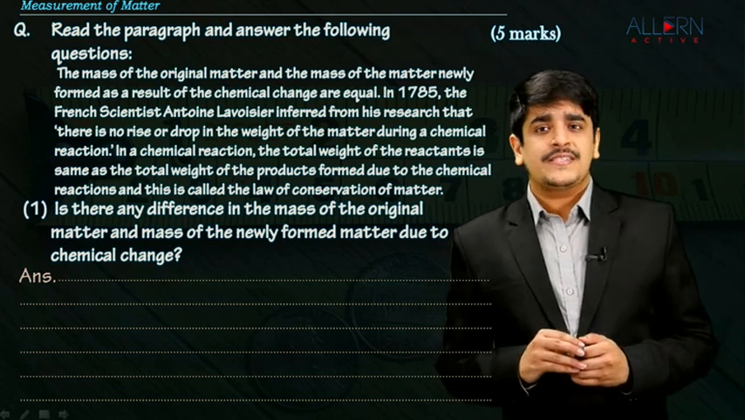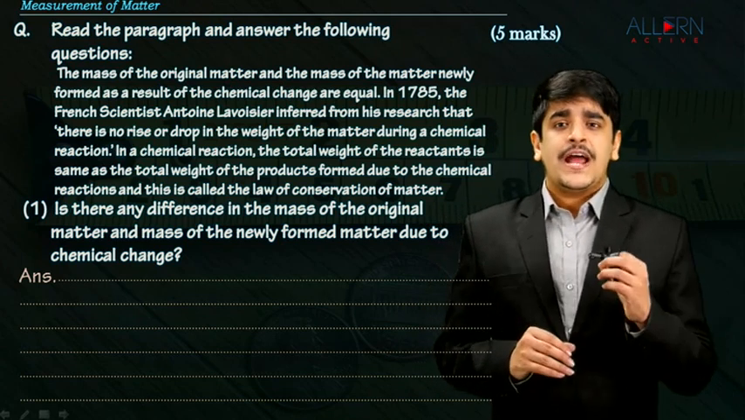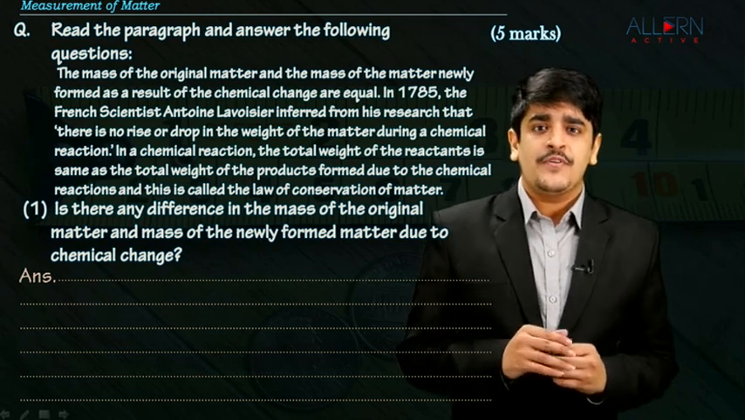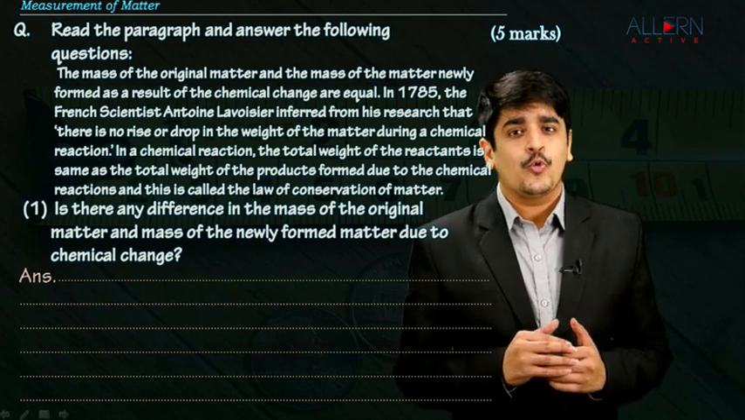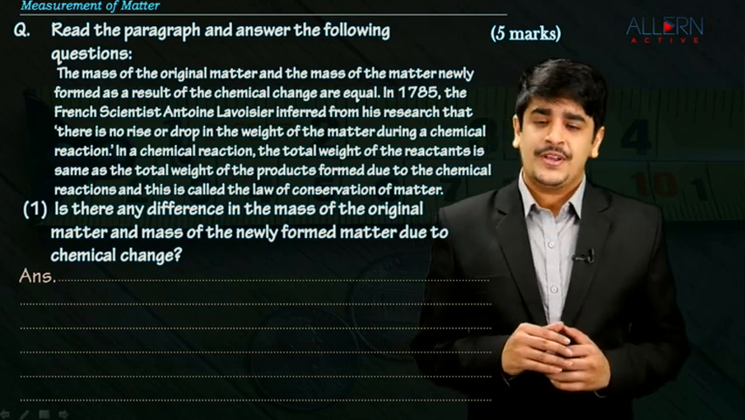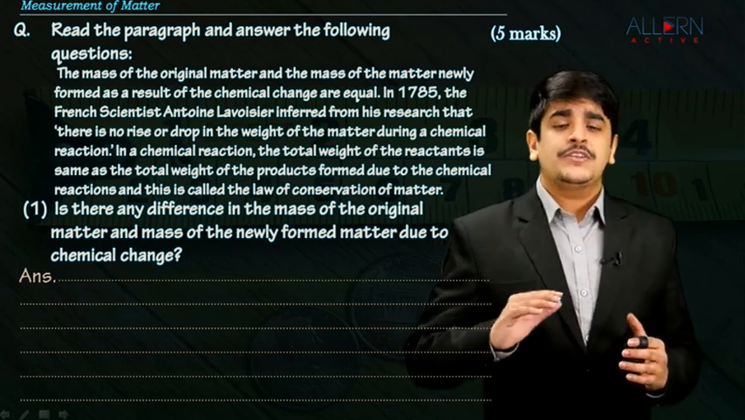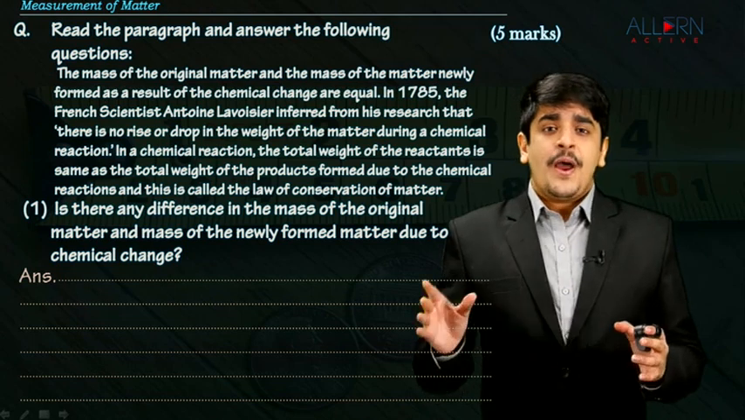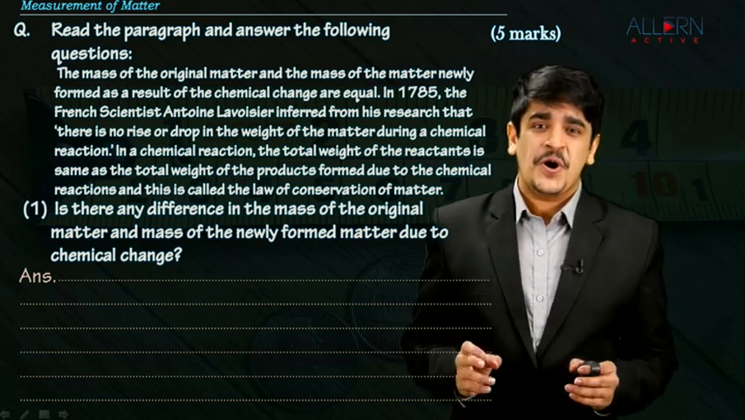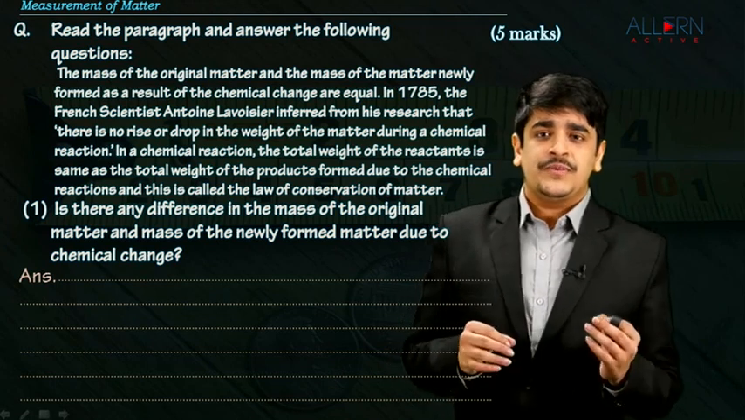In the year 1785, the French scientist Antoine Lavoisier inferred from his research that there is no rise or drop in the weight of the matter during a chemical reaction, which means during a chemical reaction, the matter is neither going to get added up nor is the matter going to get subtracted. Matter is neither created nor is it destroyed. It only converts from one form to the other.